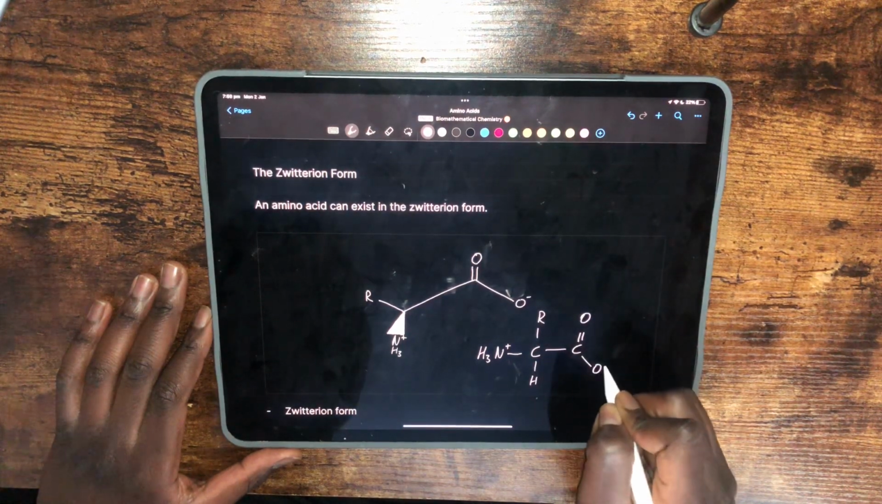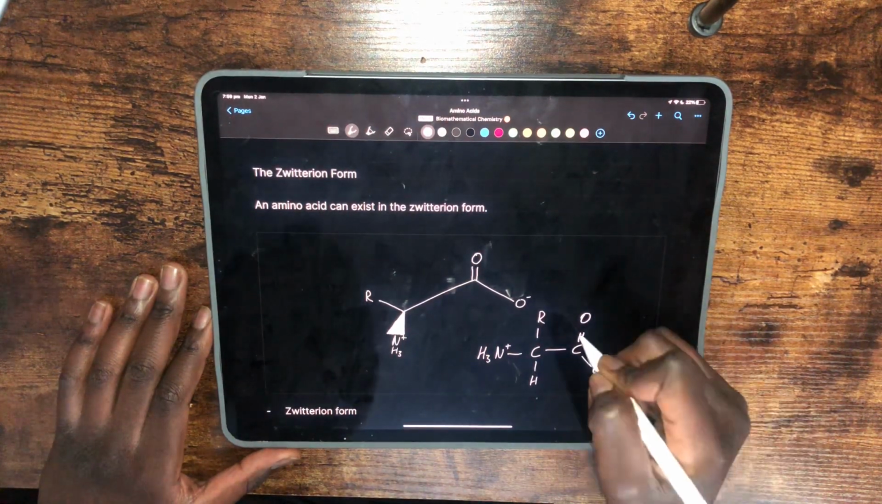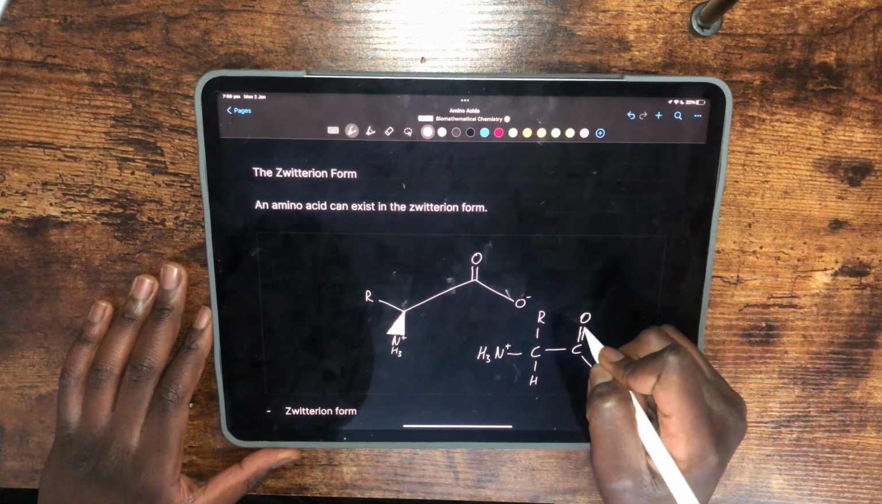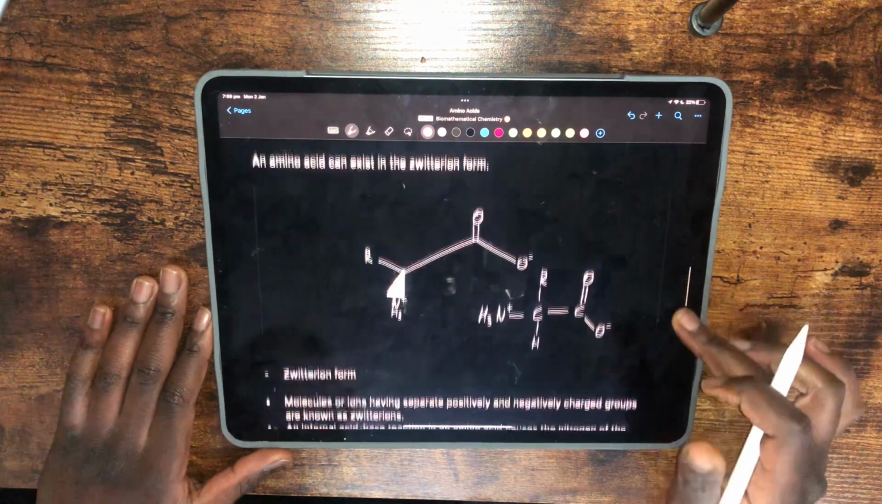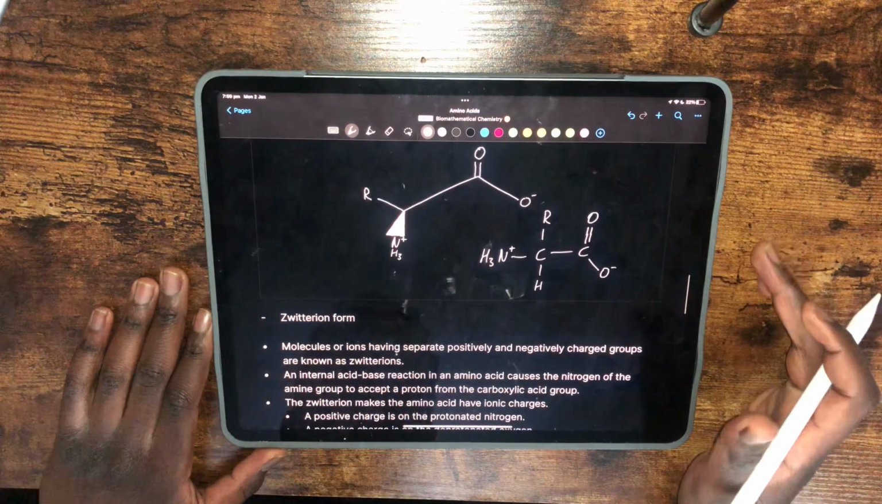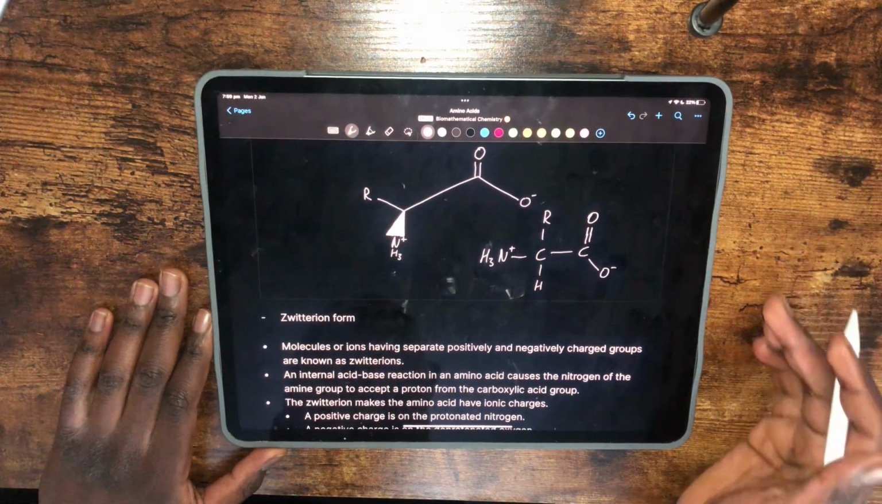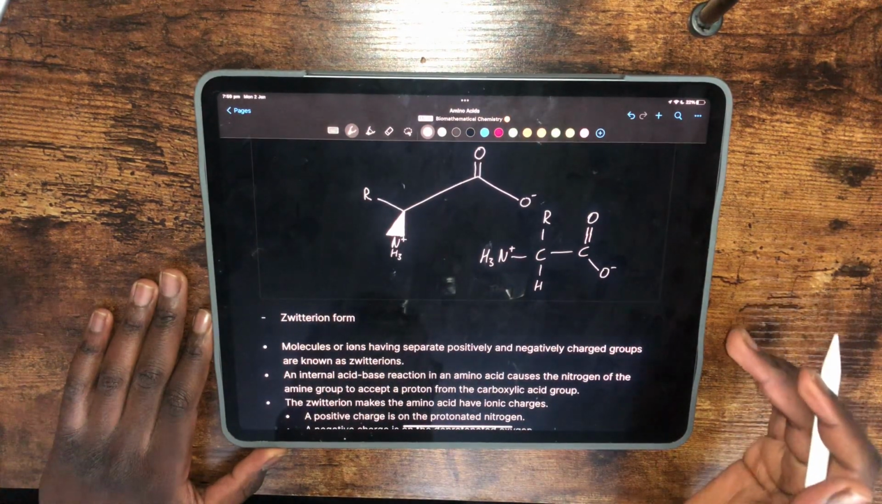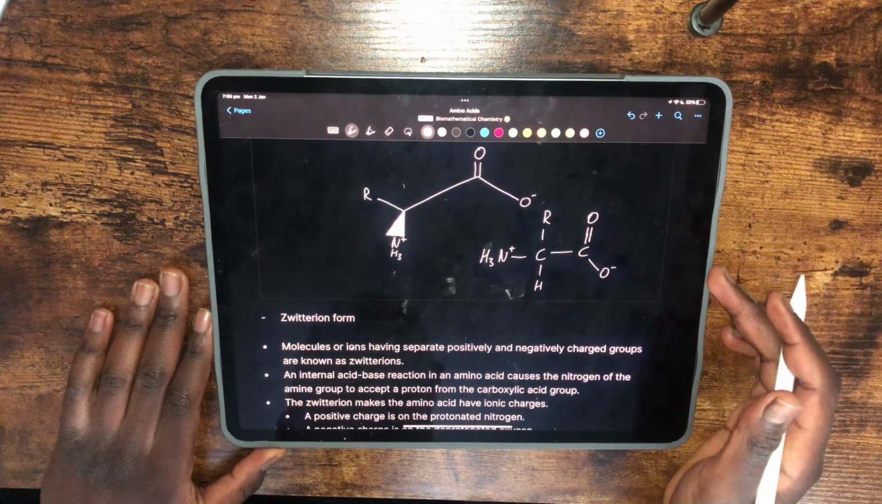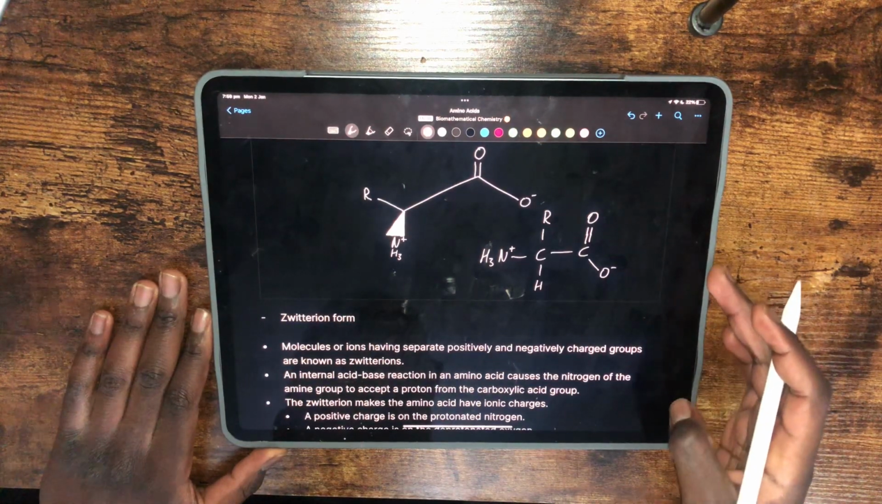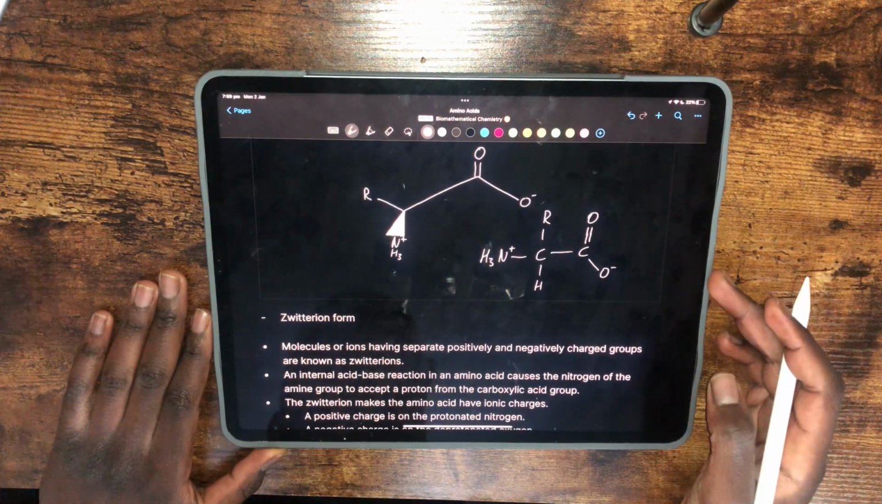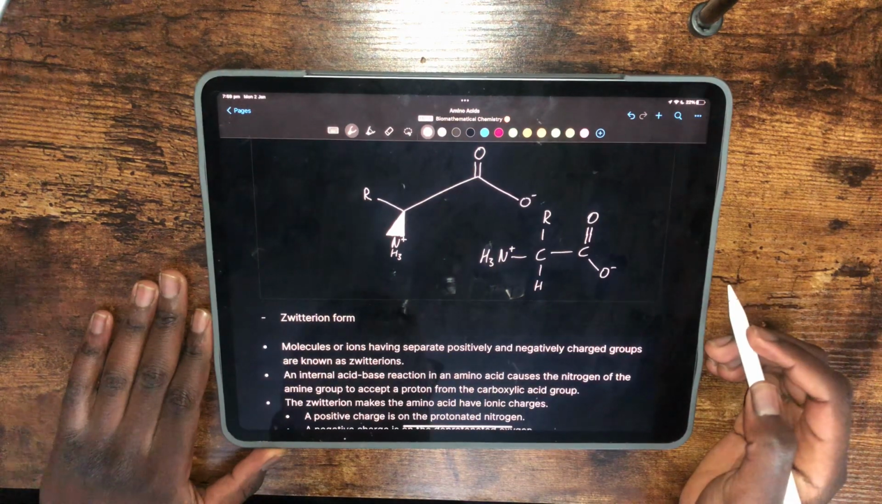So the zwitterion form. Molecules having separate positively and negatively charged groups are known as zwitterions. An internal acid-base reaction in an amino acid causes the nitrogen on the amine group to accept a proton from the carboxylic acid group.